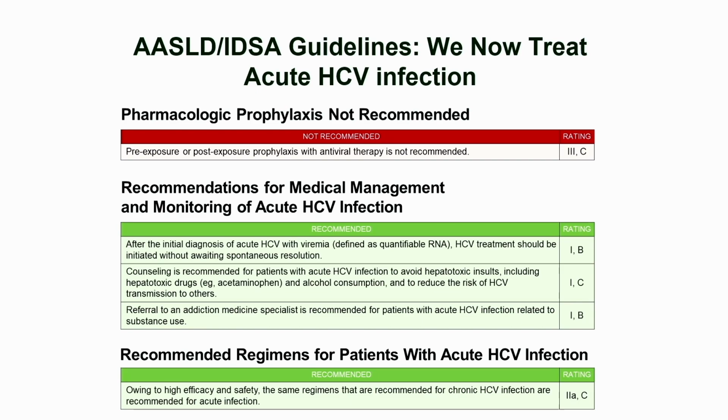So we used to say, let's see if they clear their virus, and if they don't, then you go on and you treat them. Now they're engaged in care. The treatment is so short. If you document viremia, you should just move forward with treating these individuals. The reason this recommendation was made was not only because of the high efficacy, but because modeling studies show that it actually is cost savings to treat acute hepatitis C.